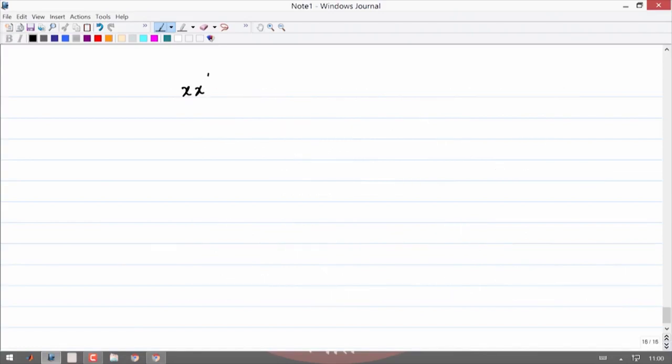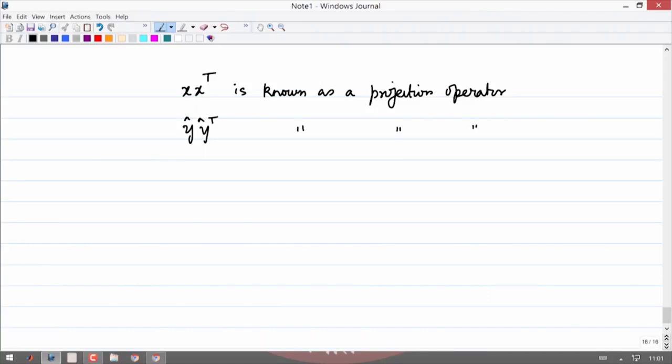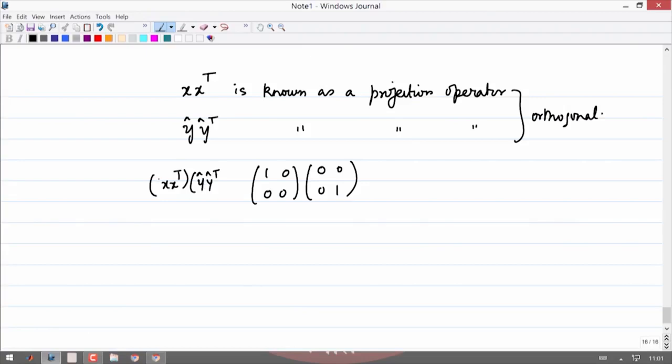And it is important to recognize that x xt is known as a projection operator. And likewise, y yt is known as the projection operator, okay. Such that they are both orthogonal, because x xt multiplied by y yt, you will see that 1, 0, 0, 0 times 0, 0, 0, 1, if you do that, you get 0, 0, 0, 0, okay? Null matrix. Therefore, they are orthogonal projectors. And they are such that the sum of the two projectors gives you identity.